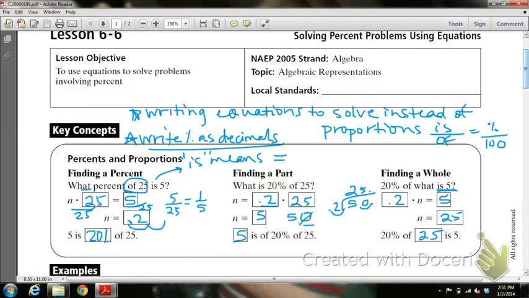And again, you could get all these answers by using the proportion method. So if you like that method and want to stick with it, go for it. So let's pause the video, fill all that in, and then we'll try some examples using this new equation method.